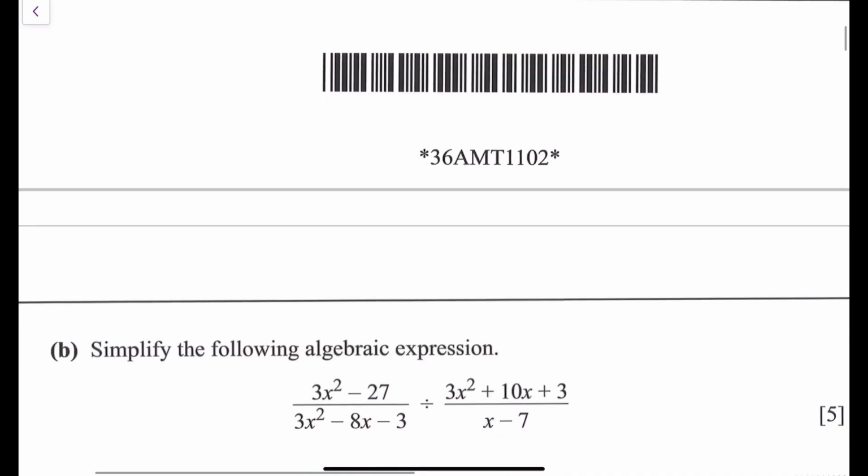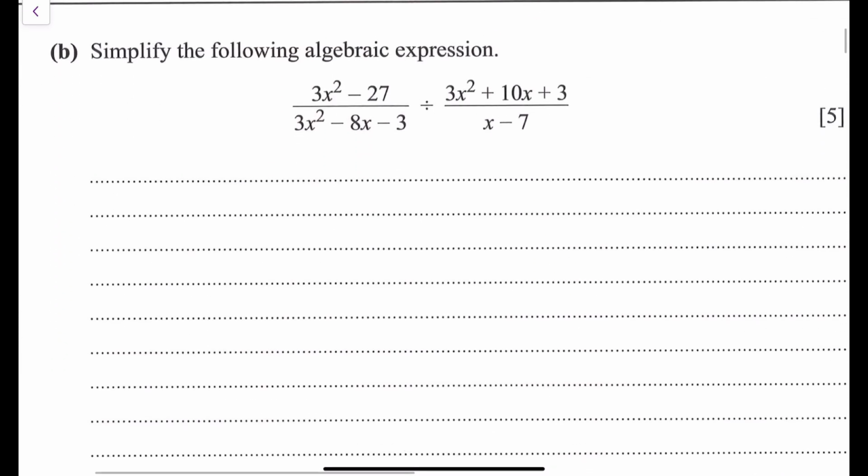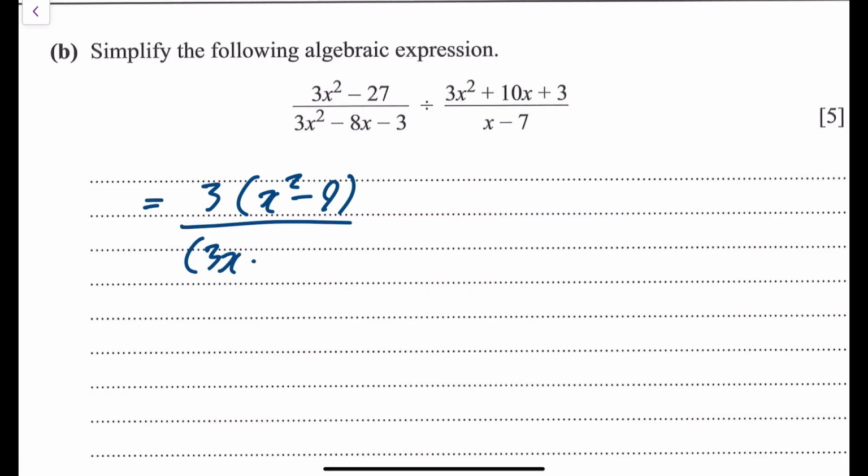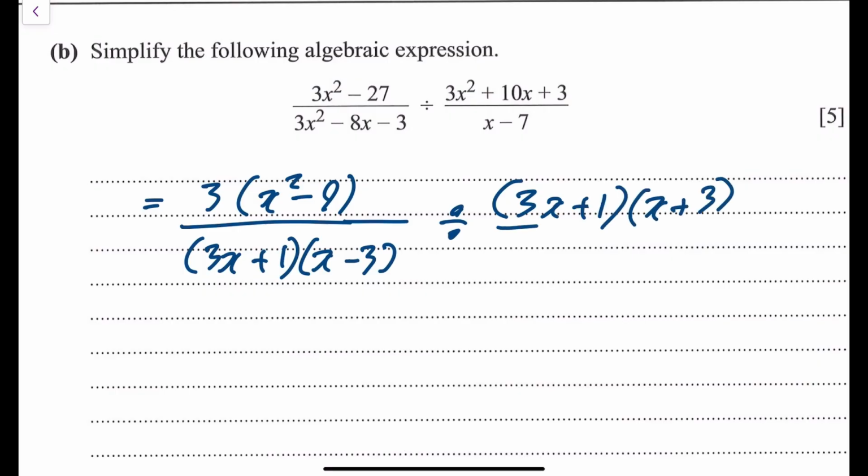Next part of the question, we've got to simplify the following algebraic expression. So it's just factorizing again. Factorize everything here. So it's 3 upon x squared minus 9. The bottom line here will become 3x plus 1. Use your sum and product to do that if you need to. 3x plus 1 upon 3x minus 3, and then divided by 3x plus 1, x plus 3, again using your sum and product, and that's just x minus 7. Put that in a bracket, it just makes life a wee bit easier to see if there's any cancelling that happens.